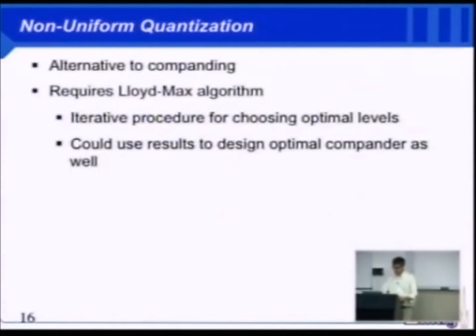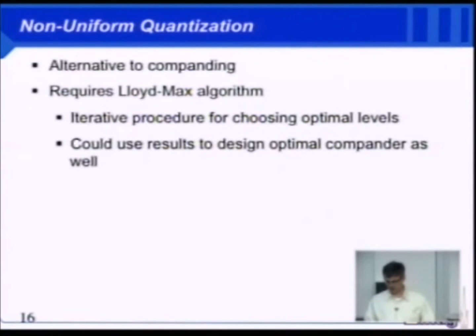And for non-uniform quantization, an alternative to companding is to just design a quantizer that has irregular quantization levels that match the distribution of your signal. If you know what the PDF or the distribution of your amplitudes in your signal is, there's this thing called the Lloyd-Max algorithm, an iterative algorithm for finding the optimal quantization steps. And you can do that if you don't want to just get an off-the-shelf uniform compander.